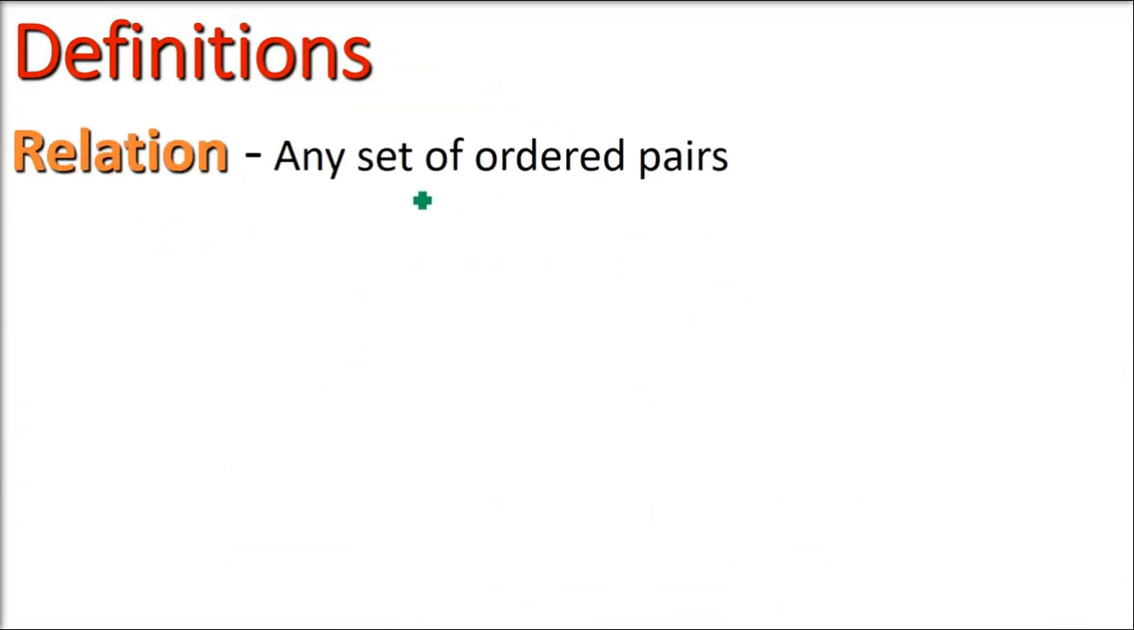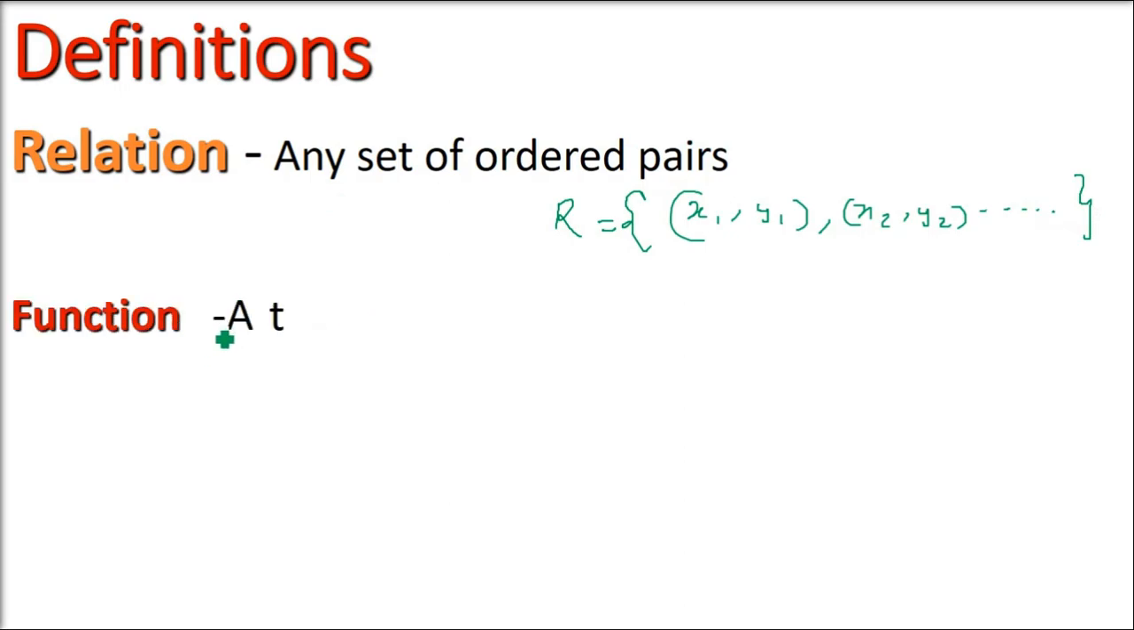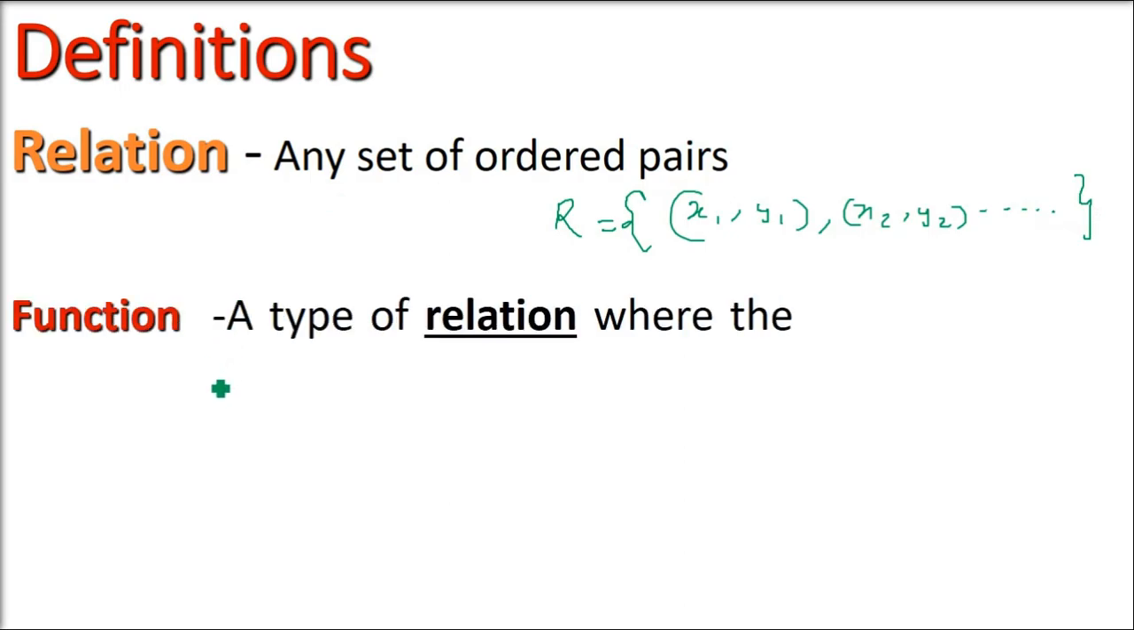Relation: any set of ordered pairs. No condition is involved. That is, a relation will have ordered pairs, x1, y1, x2, y2. So this is a set of ordered pairs. This is a relation. What is a function?